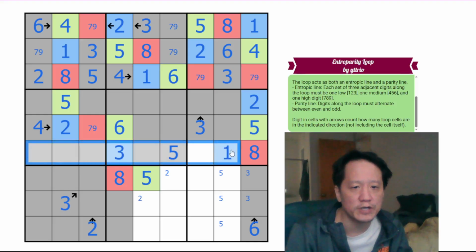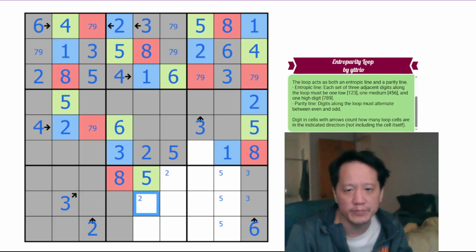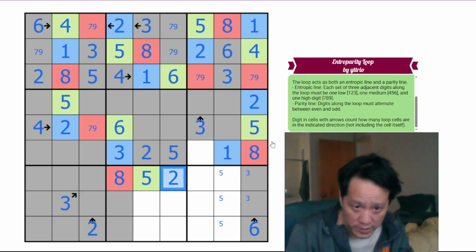Where's 2 in row 6? Can't be here because of 2 in the box. Can't be here because 2 in the box. These are filled out, so this must be 2 here. Which means this can't be 2, so that means it must go this way, to be an even low digit, to be next to it.